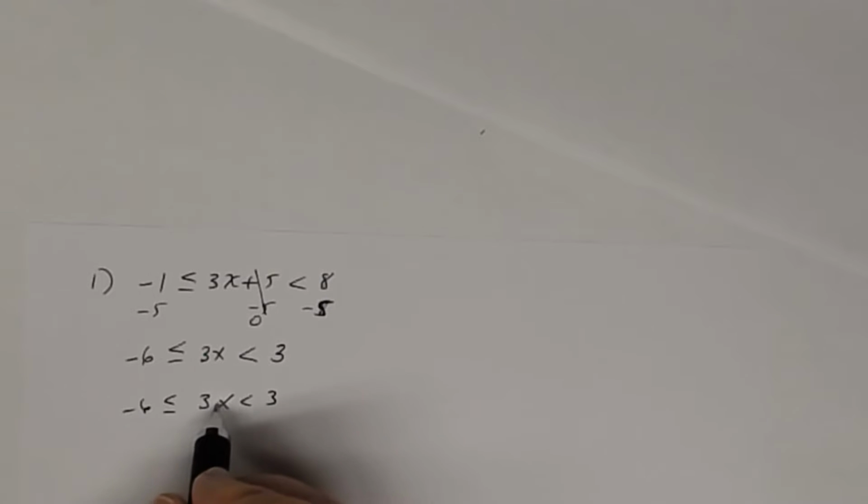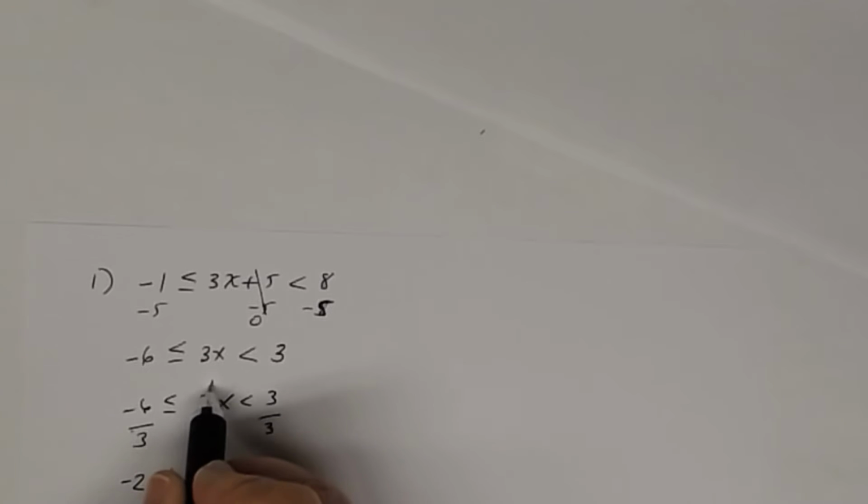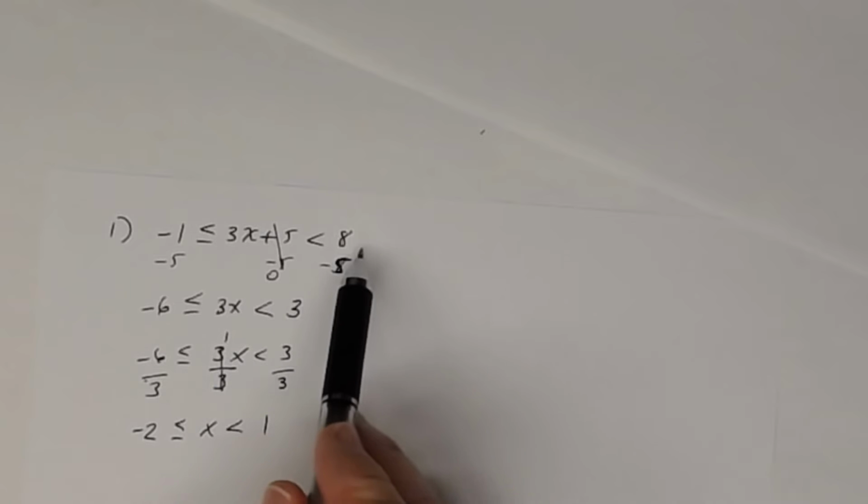So right now I'm multiplying x by 3. The opposite is to divide by 3. But what I do here, I have to do to all parts. Okay? And then simplifying, -6 divided by 3 is -2, is less than or equal to 3x divided by 3, which is 1 times x, which is x, and that's less than 3 divided by 3, which is 1.